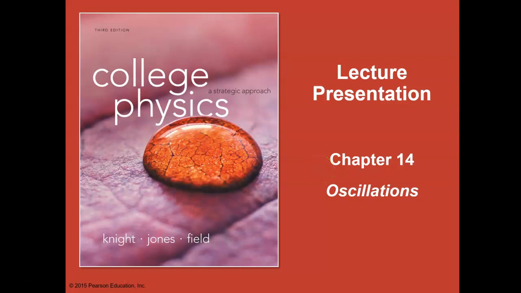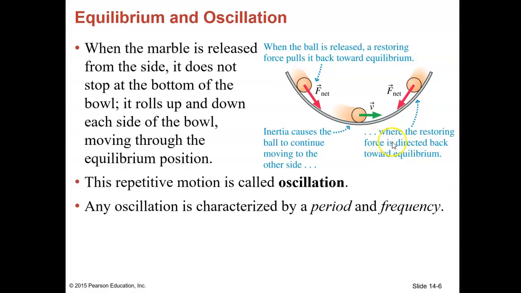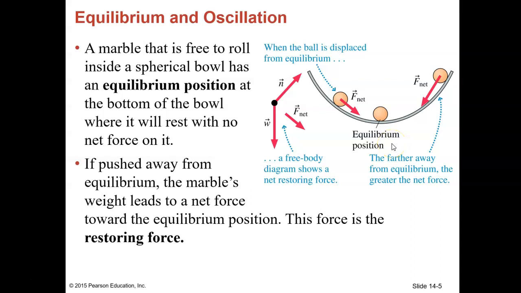Alright, so this is the first video for Unit 6, which covers Chapter 14 of your textbook. And the first part of it is going to be on equilibrium and oscillations. If you can think of a marble that's rolling on a U-shaped track, it's just going to roll back and forth. It just keeps going down and up and down and up and down and up.